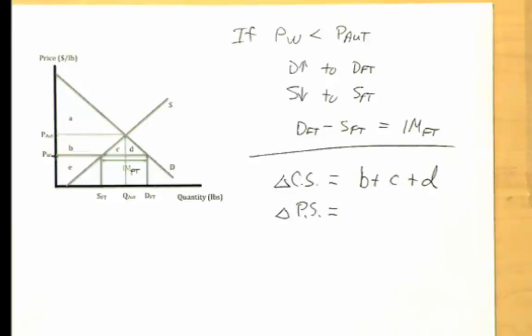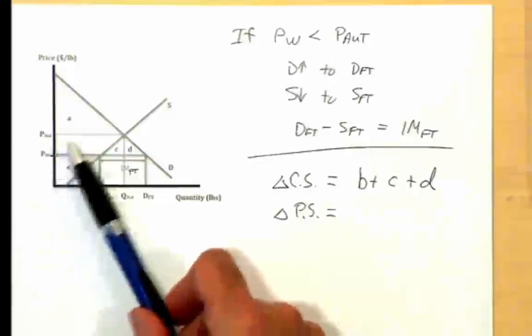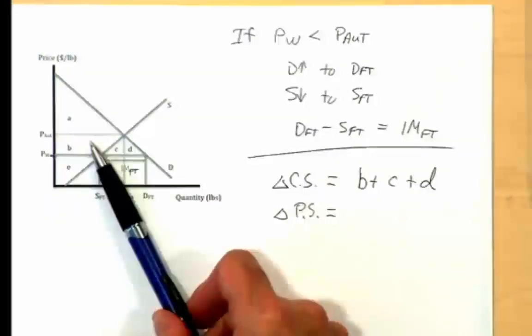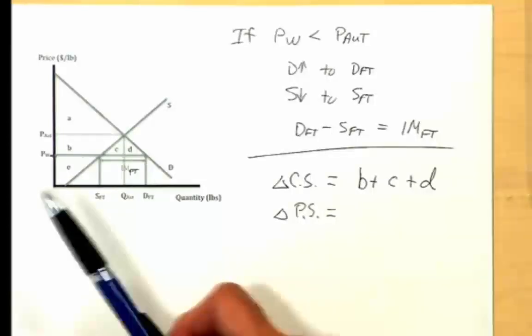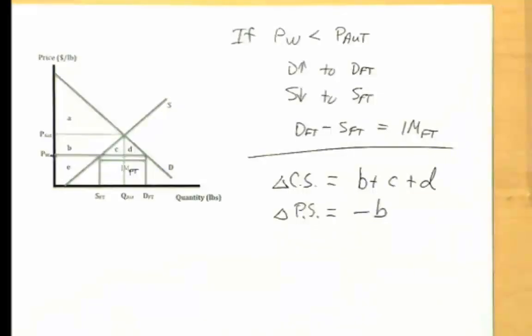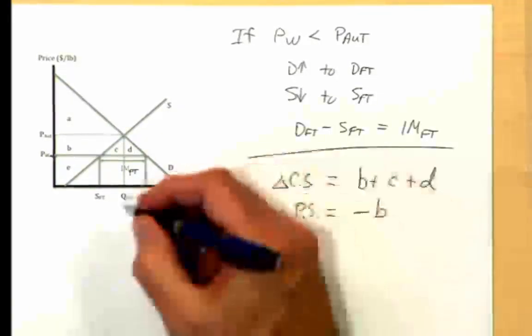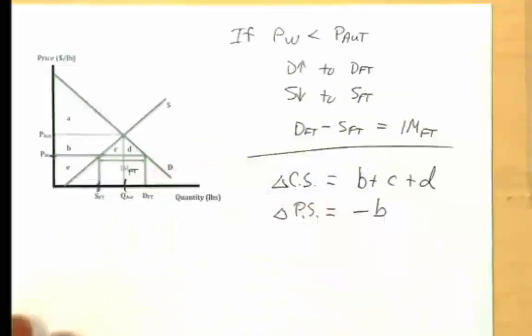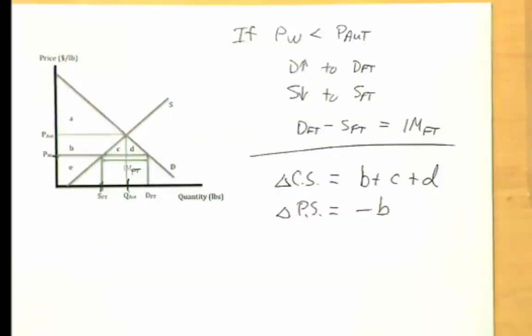And therefore, the change in producer surplus, original producer surplus was B and E. Now it's just E. So what's the change? Minus B. There's a loss in profitability to the industry of area B. Producers are worse off. Oh, and by the way, there's a drop in the quantity produced, right, in the industry. A drop in the quantity produced means what has to have happened on the inside?